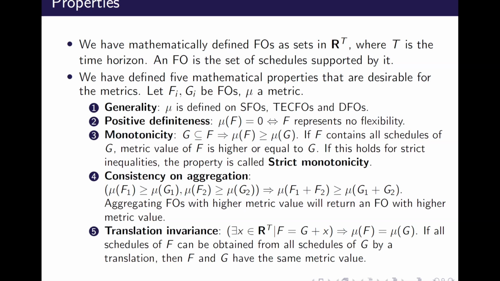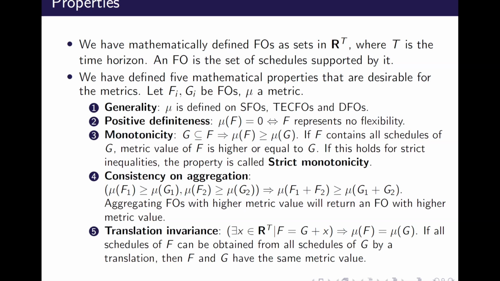Monotonicity, consistency and aggregation deal with comparing flex offers in and of themselves. So in terms of monotonicity, if we have a flex offer G that is a subset of flex offer F, then you would want the metric value of F to be greater or equal to G's. There's also a strict version of that: if one is a strict subset, then it should have a greater value specifically. We basically extend monotonicity to aggregation, which is a very common use case for flex offers.